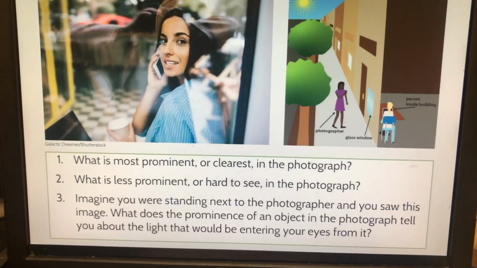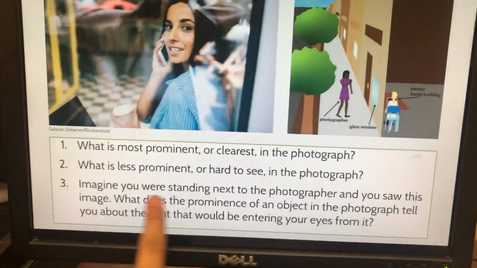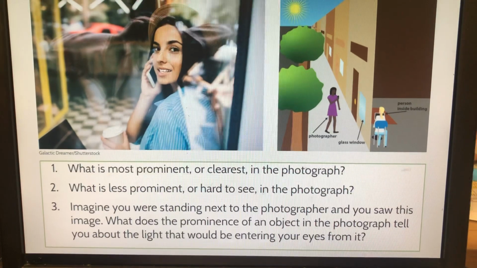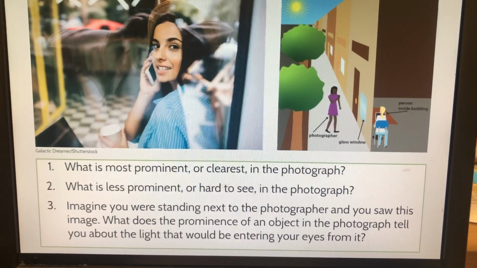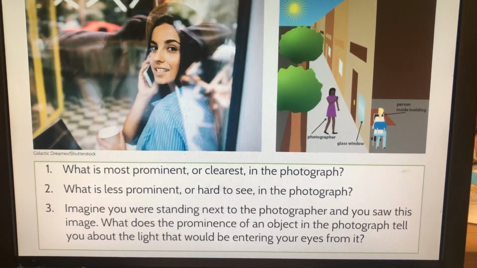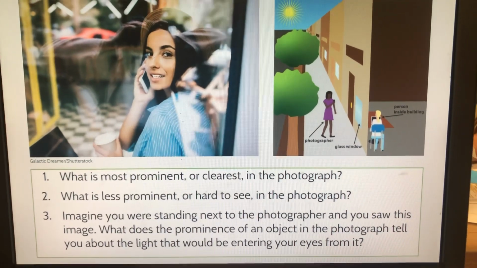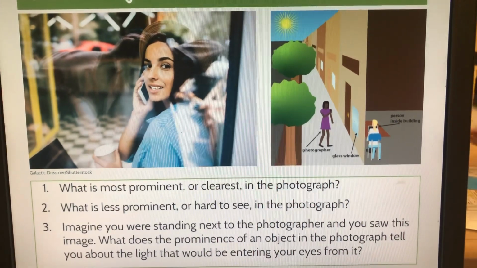Okay, so it's saying if you're standing right next here to the photographer and you saw this, what does the prominence of an object in the photograph tell you about the light that would be entering your eyes from it? So you could explain this with pictures or with words.